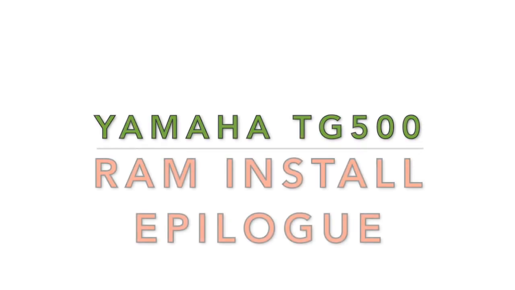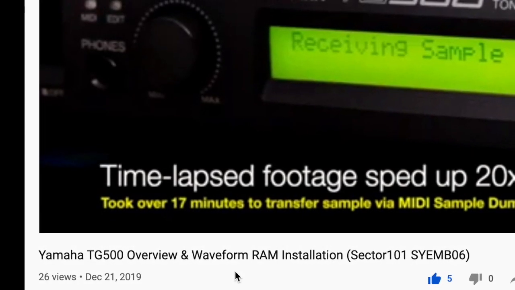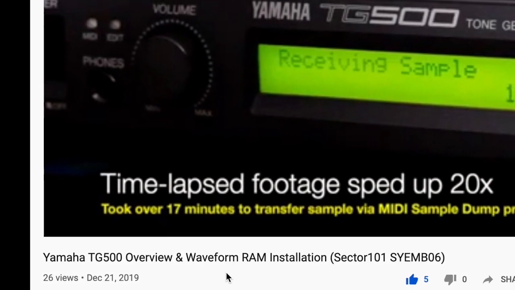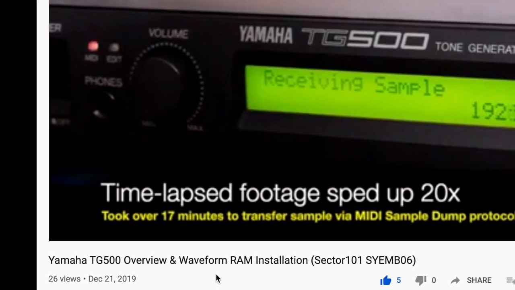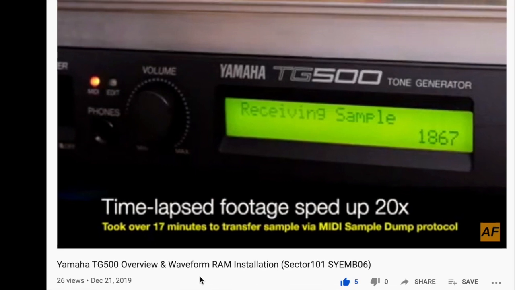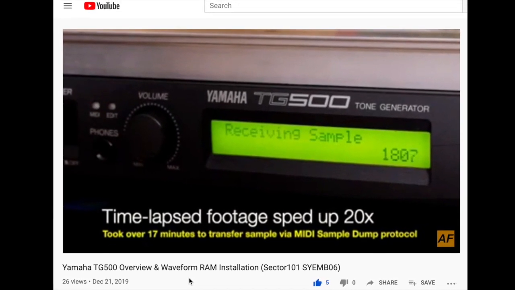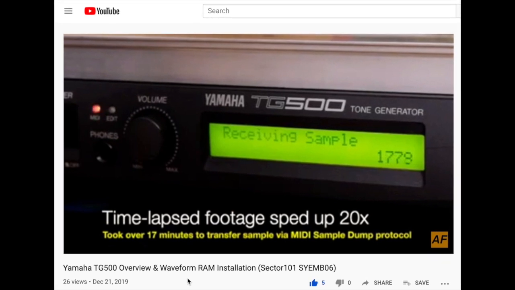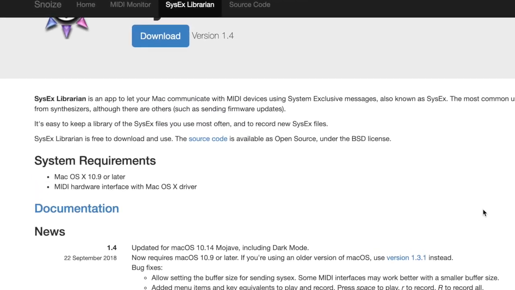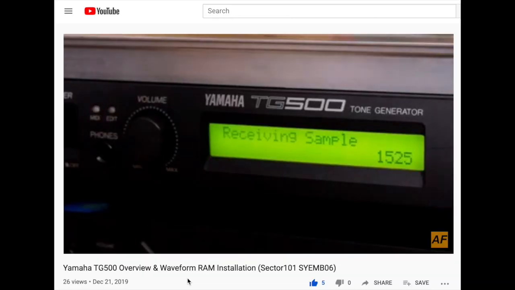In a recent video, I demonstrated how to upgrade a TG500 with third-party Waveform RAM. Then I shared the painfully long experience of transferring system-exclusive samples to the synth via MIDI sample dump. I stated it took over 17 minutes to load the first file, little more than a quarter megabyte, into the TG500 from the excellent SysEx librarian software from developer Snoise. Loading the second sample took about 13 minutes.